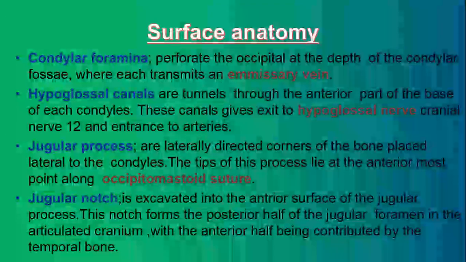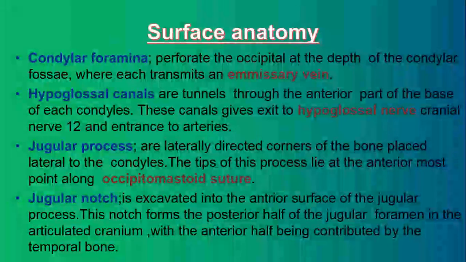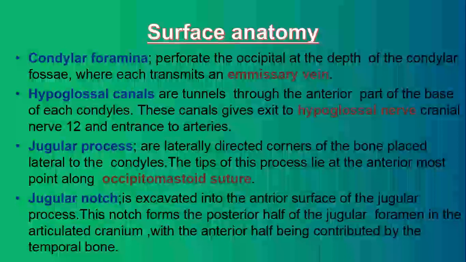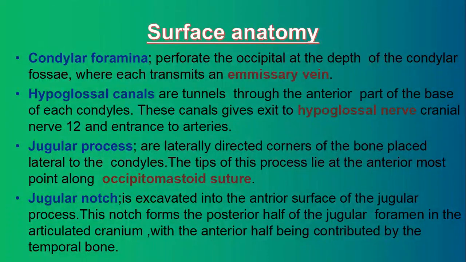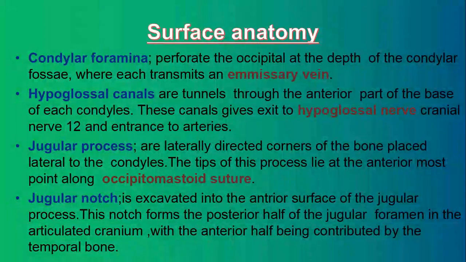The jugular process is the laterally directed corner of the bone placed lateral to the condyles. The tips of this process lie at the anterior-most point along the occipital mastoid suture. The jugular notch is excavated into the anterior surface of the jugular process, and this notch forms the posterior half of the jugular foramen in the articulated cranium, with the anterior half being contributed by the temporal bone.